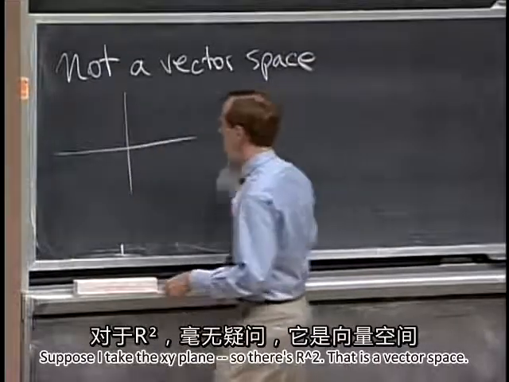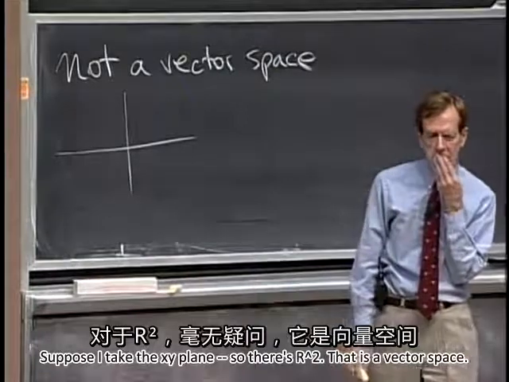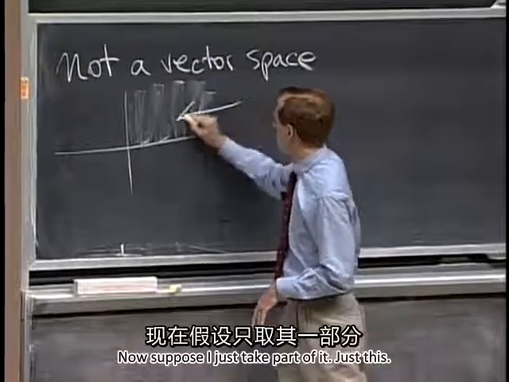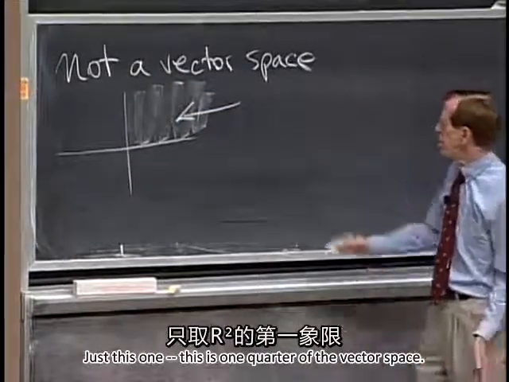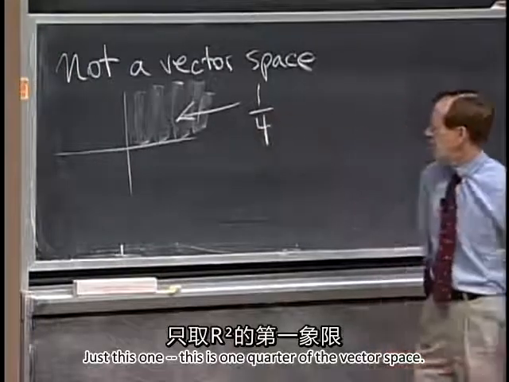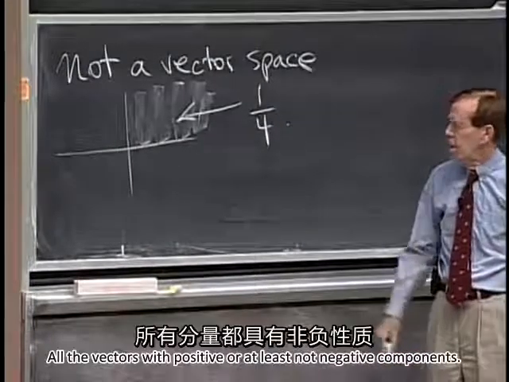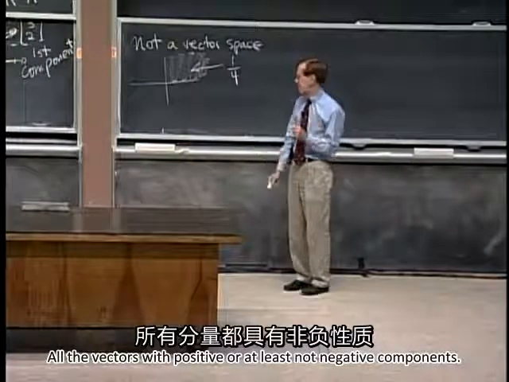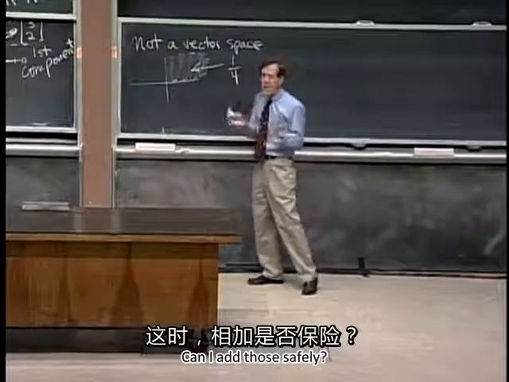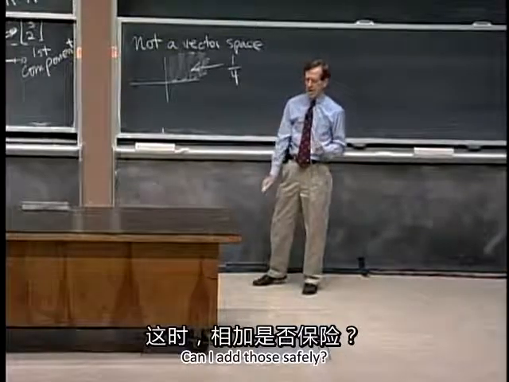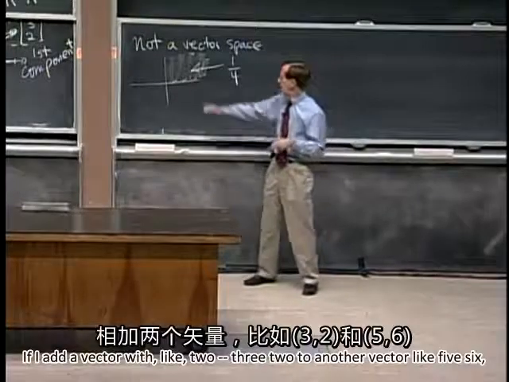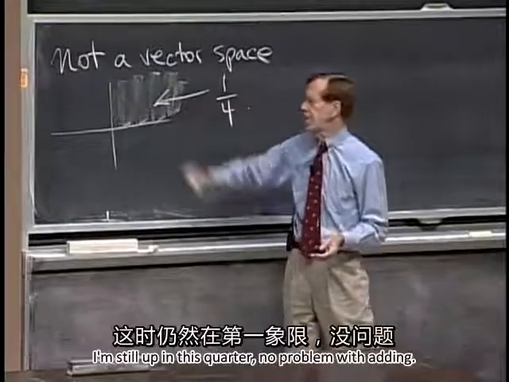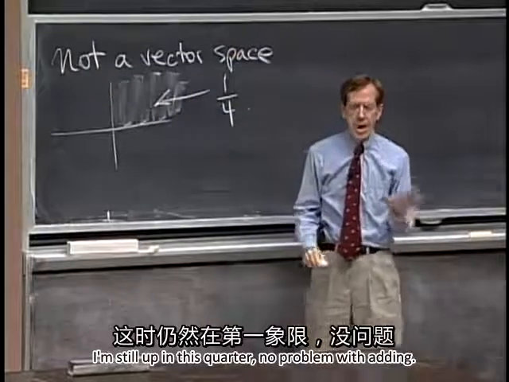Suppose I take the xy plane, so there's R2, that is a vector space. Now, suppose I just take part of it. Just this. This is 1/4 of the vector space. All the vectors with positive, or at least not negative, components. Can I add those safely? Yes. If I add a vector like 3, 2 to another vector like 5, 6, I'm still up in this quarter. No problem with adding.